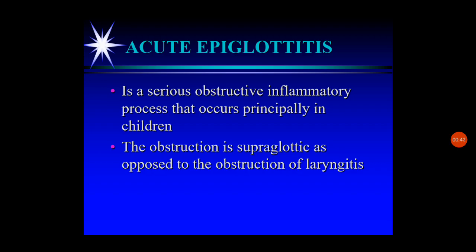So acute epiglottitis is very clear. It is an obstructive inflammatory process that occurs principally in children, and the obstruction is happening in the epiglottis. So the obstruction is supraglottic, as opposed to the obstruction in laryngitis. So it is in the supraepiglottic area. The part above the epiglottis will be affected more than the lower part.